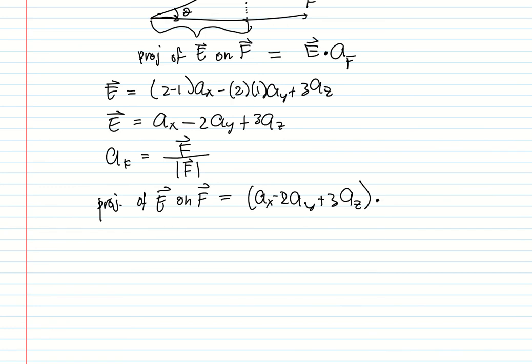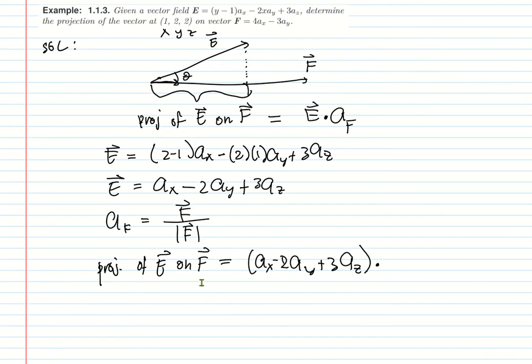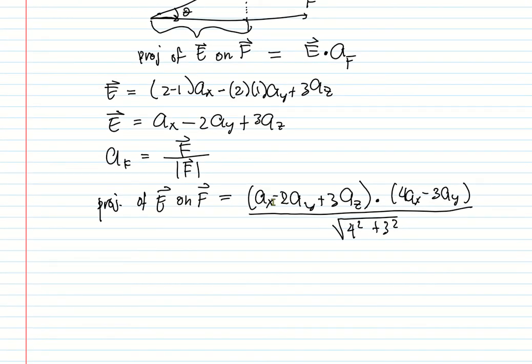Then we take the dot product with F. What is F? F is given as 4ax minus 3ay. So this is 4ax minus 3ay, and we divide this by the magnitude of F, which is equal to the square root of 4 squared plus 3 squared, and 4 squared plus 3 squared is equal to 5. Then you take the dot product.